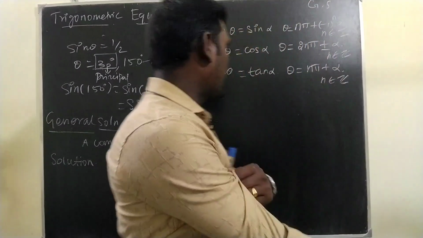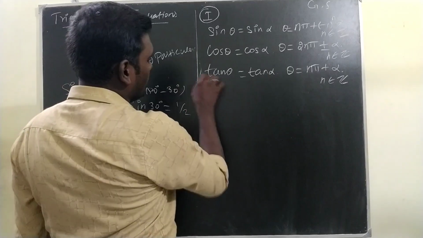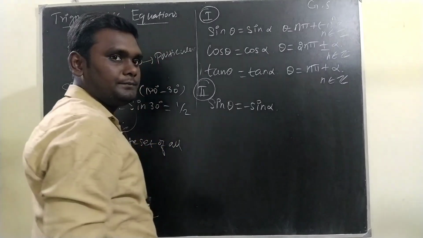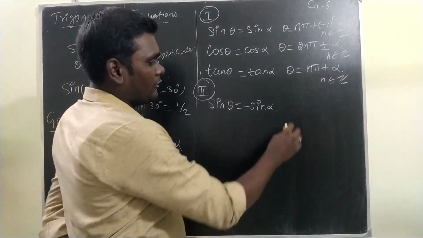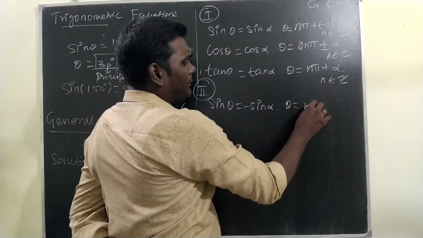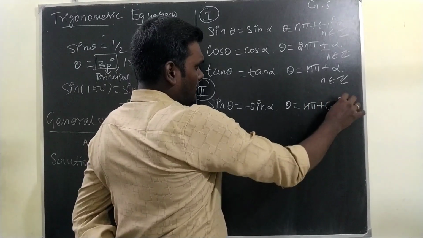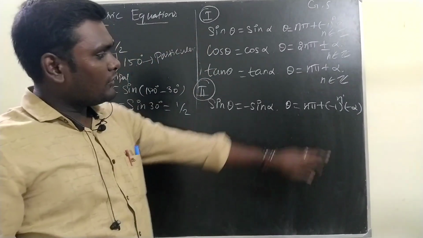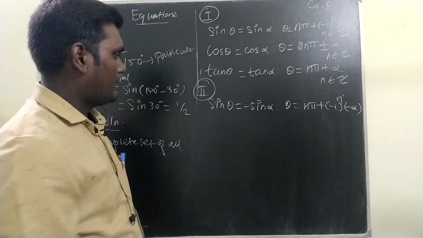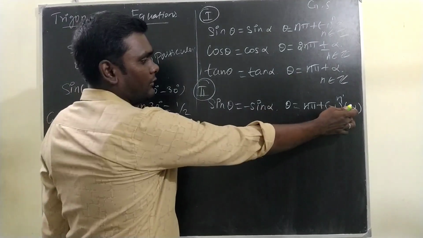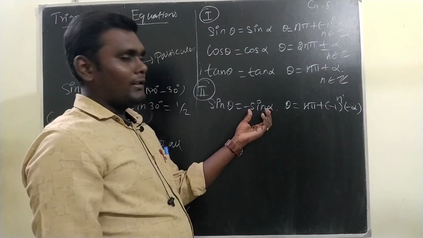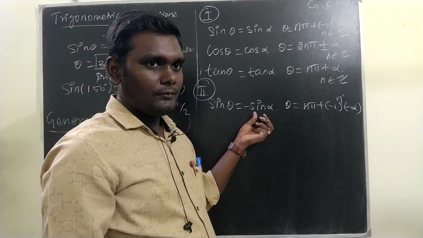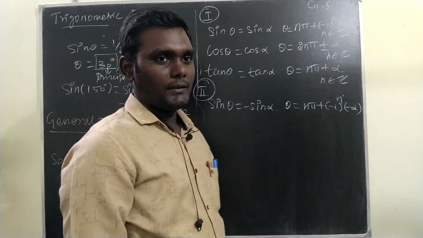The other set of solutions is sin theta equals minus sin alpha. Then our general solution is theta equals n pi plus minus 1 power n minus alpha. What difference do you find from that to this? Only minus, so we include minus alpha. This also we can consider like sin of minus theta is how much? Minus sin theta, right? So in place of alpha, minus alpha is replaced.